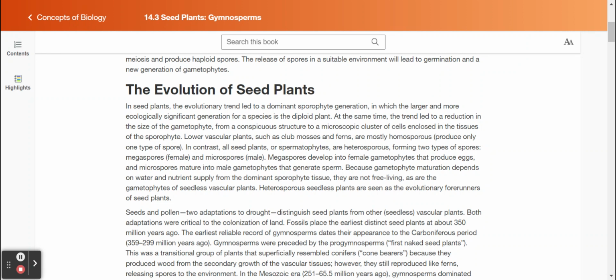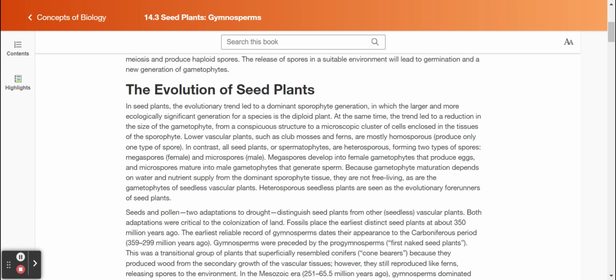Lower vascular plants, such as club mosses and ferns, are mostly homosporous, producing only one type of spore. In contrast, all seed plants, or spermatophytes, are heterosporous, forming two types of spores: megaspores, female, and microspores, male. Megaspores develop into female gametophytes that produce eggs, and microspores mature into male gametophytes that generate sperm.